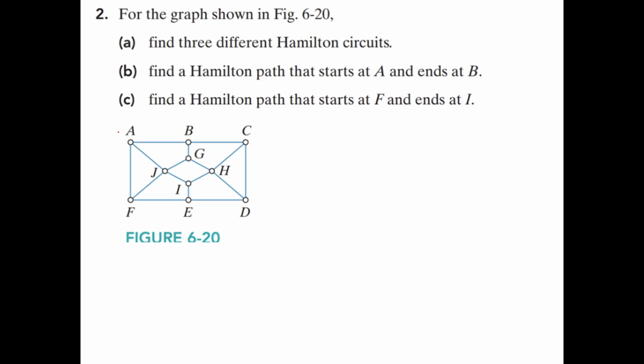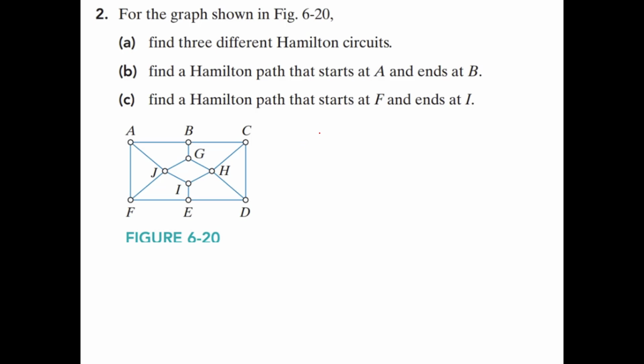Okay. For the graph shown in figure 6.20, find 3 different Hamilton circuits. Okay, so an Euler circuit is a circuit. Then we went on to chapter 6, and in chapter 6, we started doing traveling salesman problems where we weren't trying to cover all the edges. We were trying to make sure that we hit all the vertices. And so a Hamilton circuit is just a circuit that goes through all the vertices.